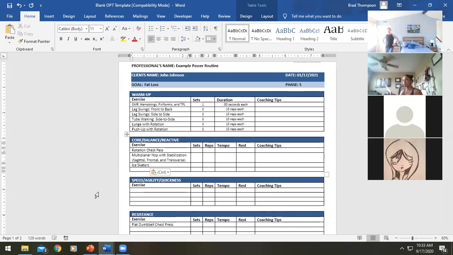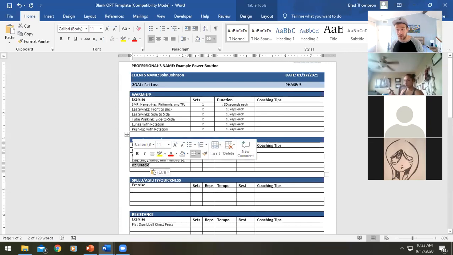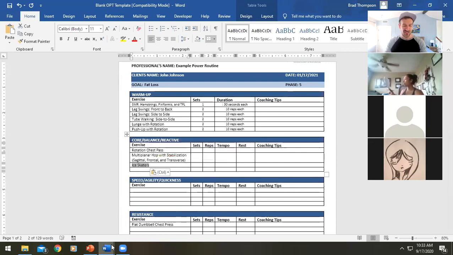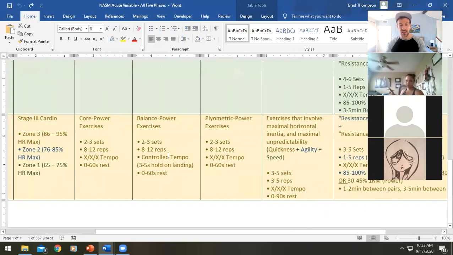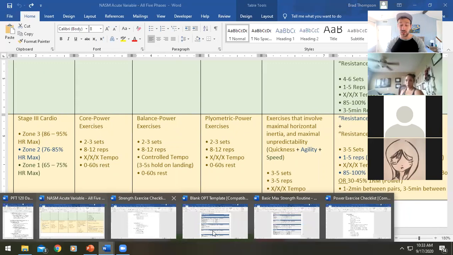Multiplanar hop with stabilization is actually pretty simple. That's literally where you're just going to hop and stabilize, and then you're going to hop and stabilize, and then you're going to hop and stabilize. That's your balance power exercise. It's not that explosive, but don't worry, you're about to get plenty explosive when you get into your ice skaters, right? Looking at my rules here, 2 to 3 sets, 8 to 12 repetitions for each.